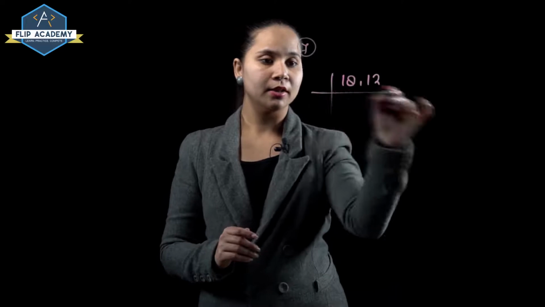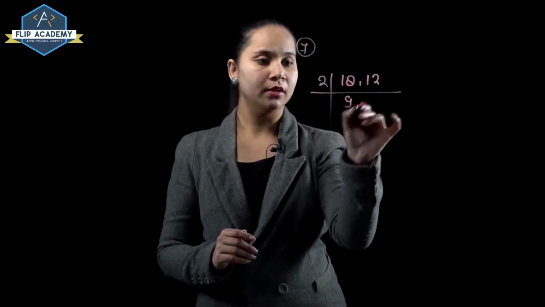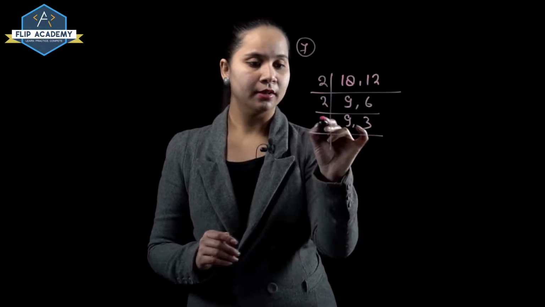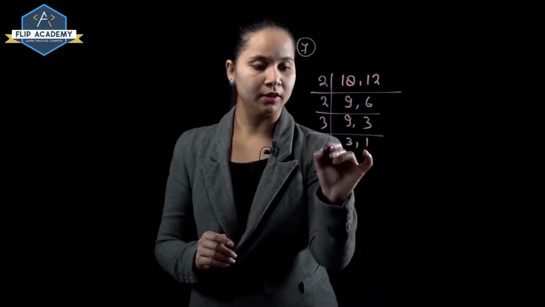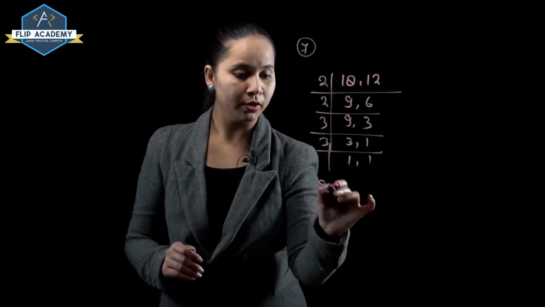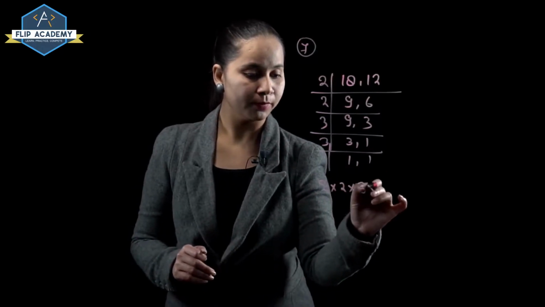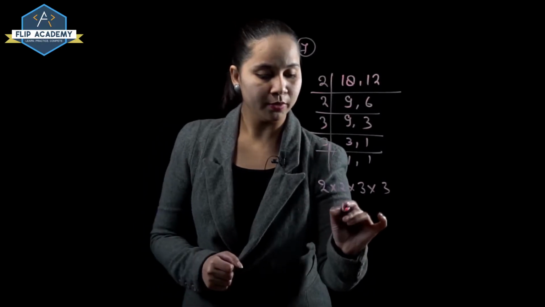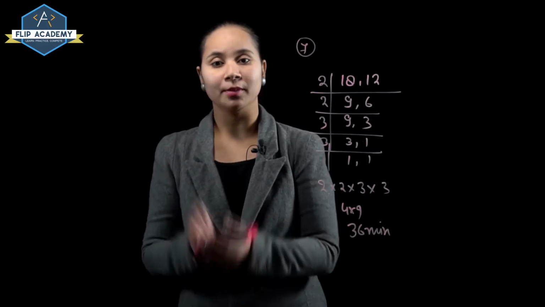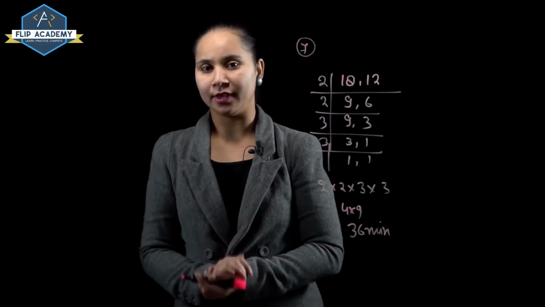Now let us find the LCM. Divide by 2: 9, 6. Divide by 2 again: 3, 6... divide by 2: 9, 6, then 2: 3, 3. Divide by 3: 1, 1. Divide by 3 and then 1 and 1. So 2 into 2 into 3 into 3, and it is equal to 4 into 9, which is equal to 36 minutes. So after 36 minutes they both meet together, and question number 7 is completed here.